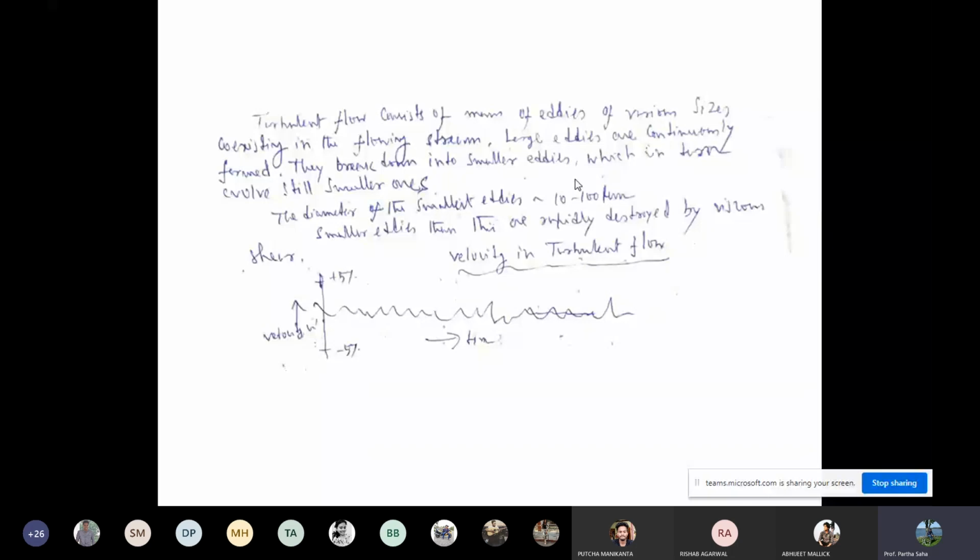Okay, so this is actually a velocity profile of a turbulent flow. As you can see, this is the velocity profile, which is varying between plus minus 5%, and this is time. As you can see, velocity is not constant. If I draw the velocity profile along the x-axis, there will be constant change in the velocity. That's why it's called turbulent flow.